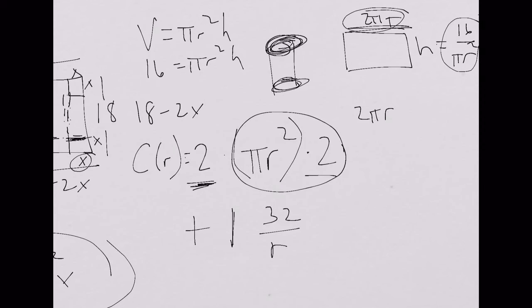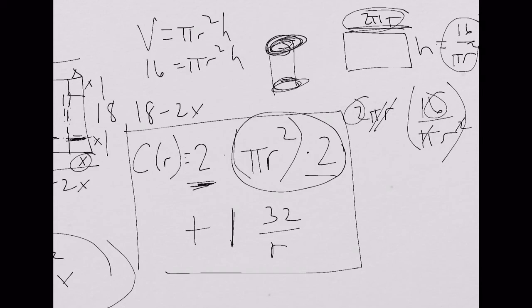2 pi r times 16 over pi r squared. So the pi's cancel out, and I get 16 over r. Oh, 32, because I have the 2 and the 16. So here's my cost equation that I'm dealing with. This is what I want to minimize on this particular problem. It's a minimization problem. So coming up with these equations can be tricky and fun.